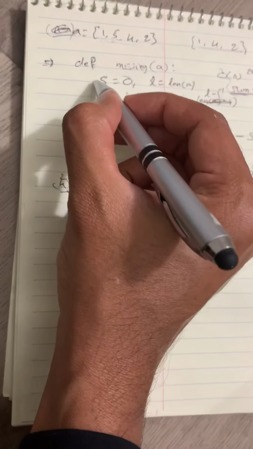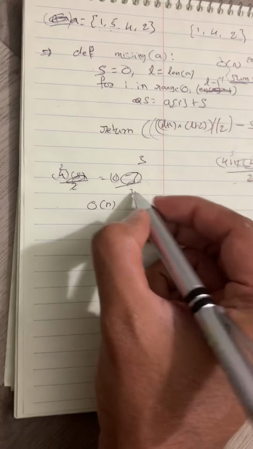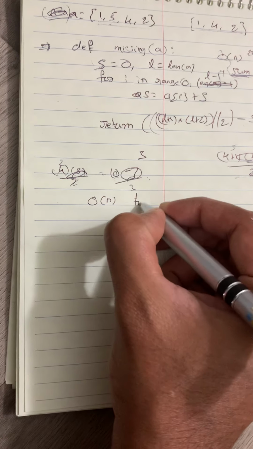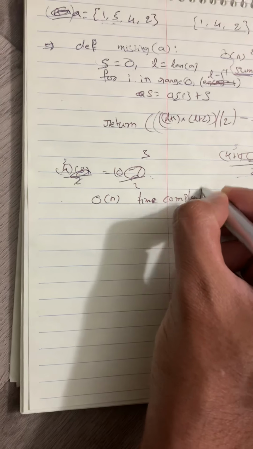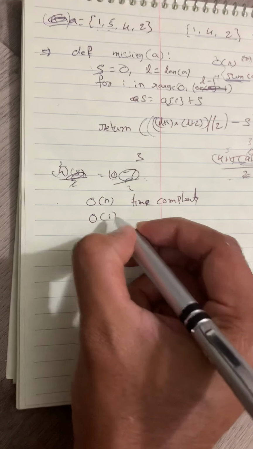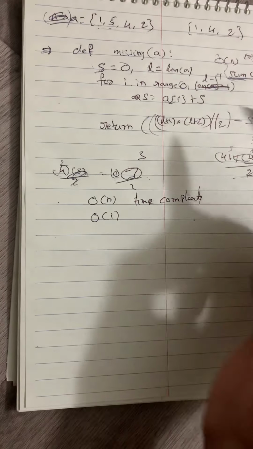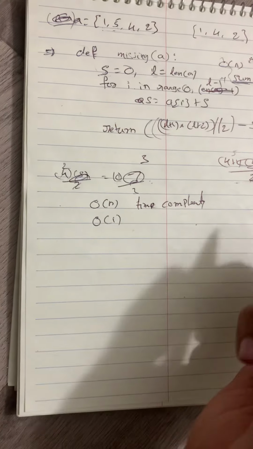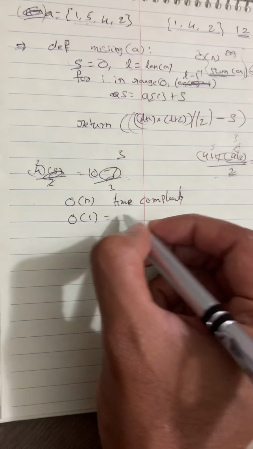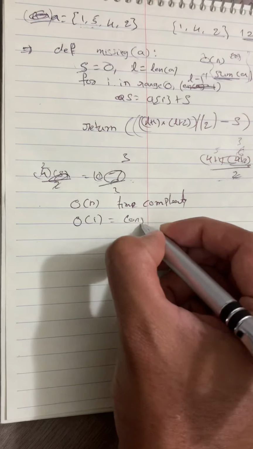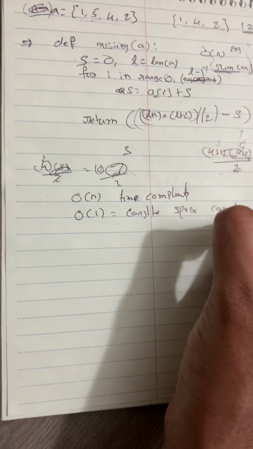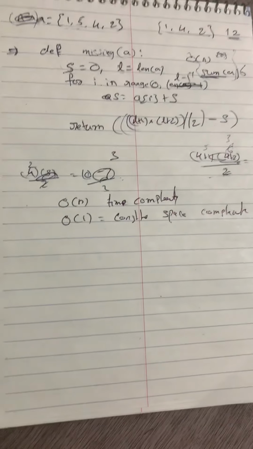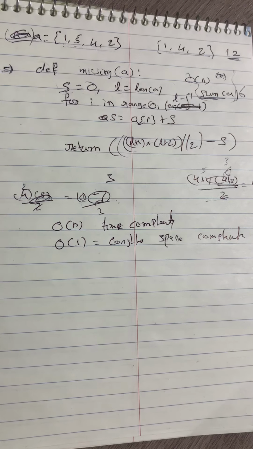Since we are traversing the whole list to get the sum, it's gonna be big O of n in time complexity, and we are not using any extra space other than holding these variables. So I would say it is constant space complexity. So this is the best solution that I can think of.